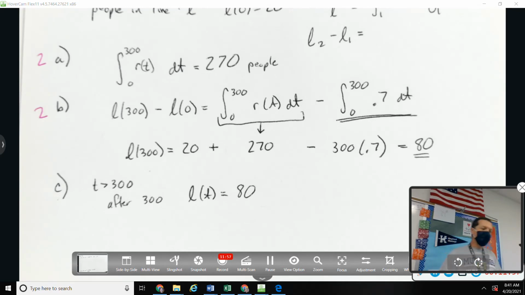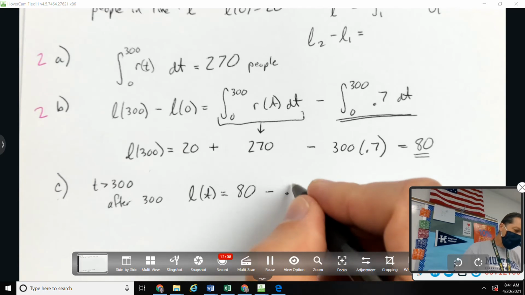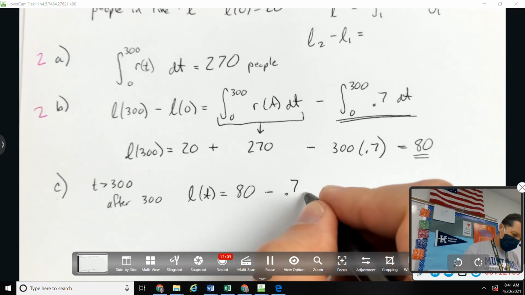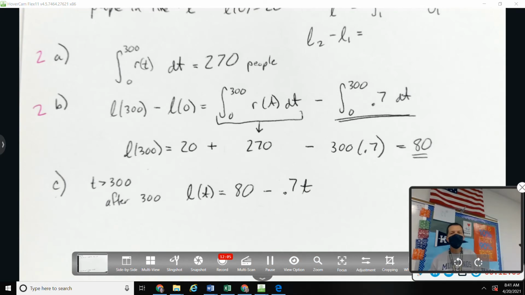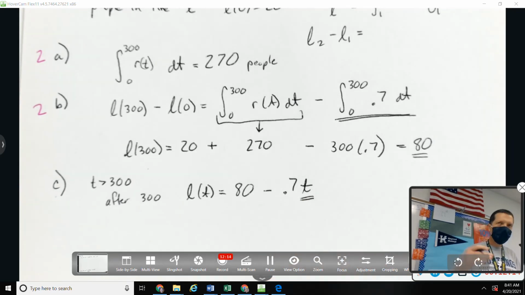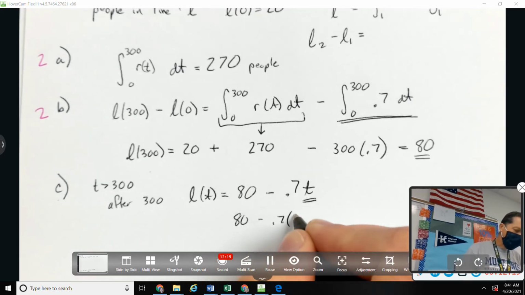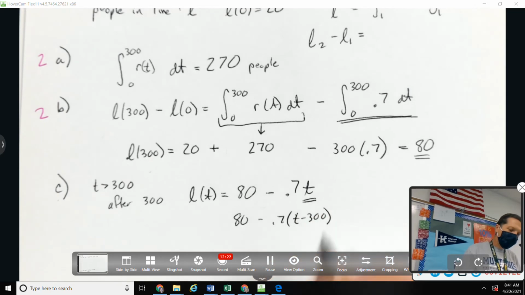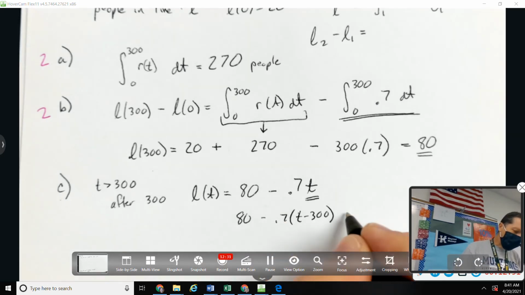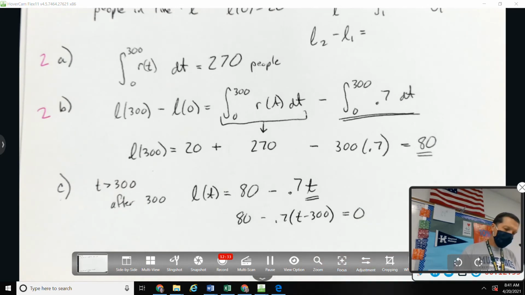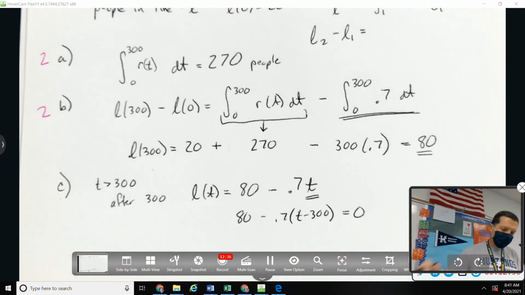And then we're losing 0.7 people per second. Although this t would need to be t after 300. So I don't know that I should put that. Maybe 0.7 times t minus 300. Might be a better way to phrase that. And we want to know when that's equal to 0. So it starts at 80, it decreases from there.